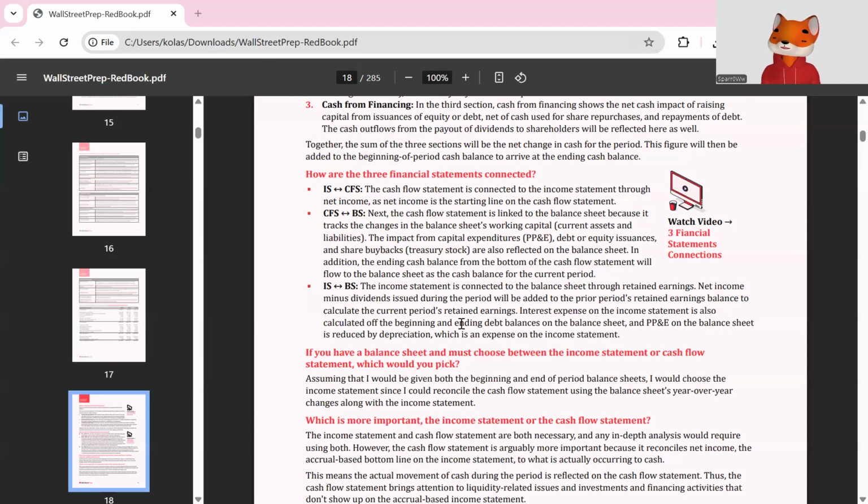The relation between the income statement and balance sheet is through retained earnings. Net income minus dividends issued during the period will be added to the prior period's retained earnings balance to calculate the current period's retained earnings. Interest expense on the income statement is also calculated off the beginning and ending debt balances on the balance sheet. And PPE on the balance sheet is reduced by depreciation, which is an expense on the income statement.